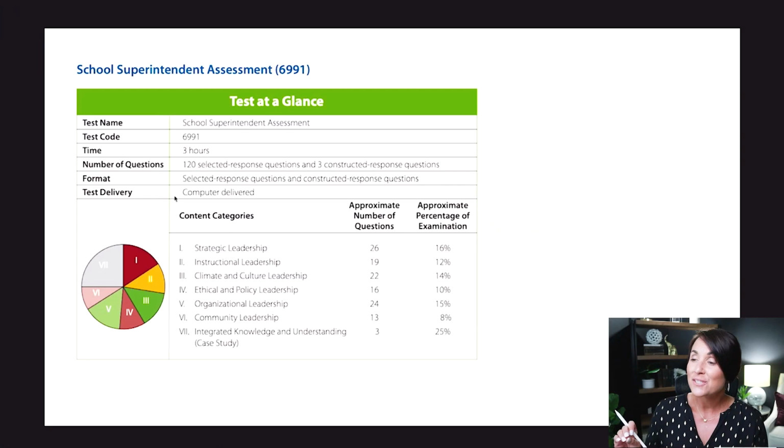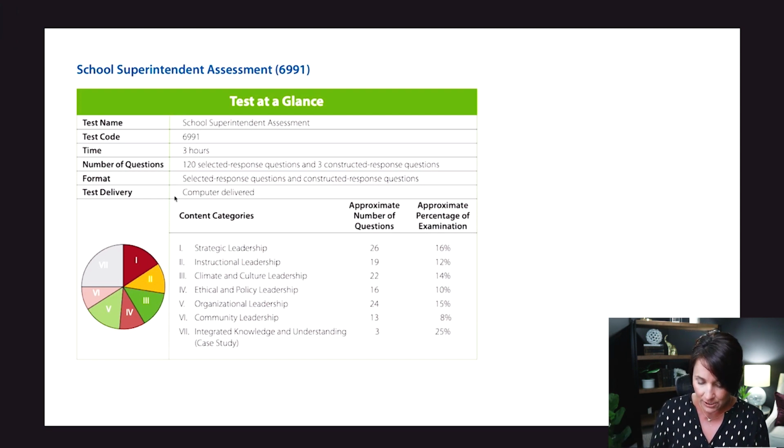All right, so now we're going to go over the second part of the video, and we're going to take a look at the blueprint and the percentages at which you're going to see the questions. We're going to go over good words to look for in the answer choices, and then we're going to work through some particular questions that you might see on the exam. Okay, so let's take a look at the blueprint.